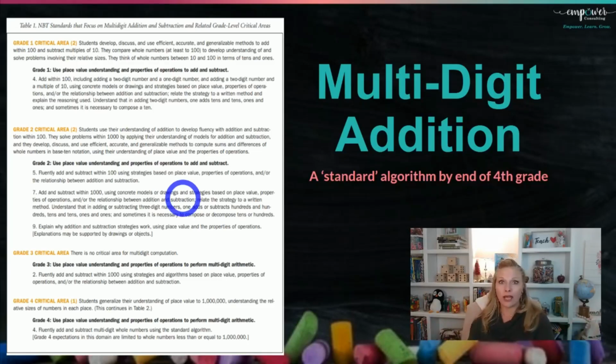So if they do the shortcut method, but they can't tell you for their life that the 1 that they just put up top is actually a 10 and it came from regrouping the ones, they don't get to stay there. They need to go down to another algorithm where they maintain place value understanding.